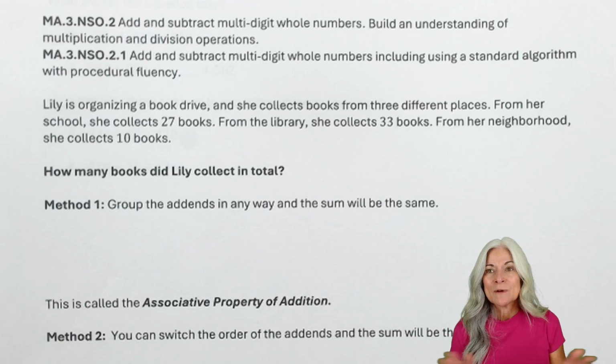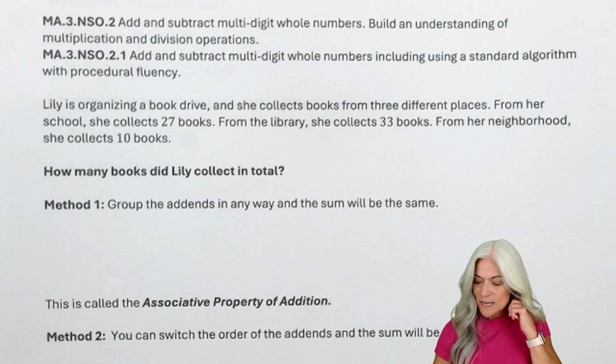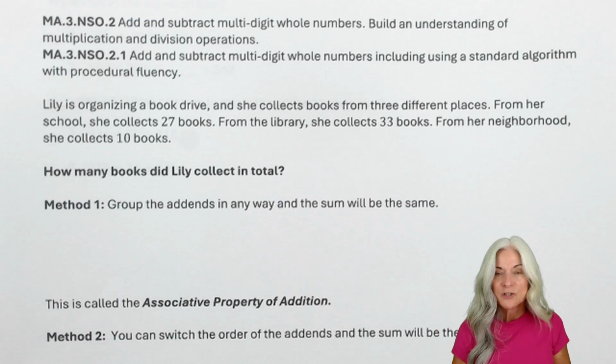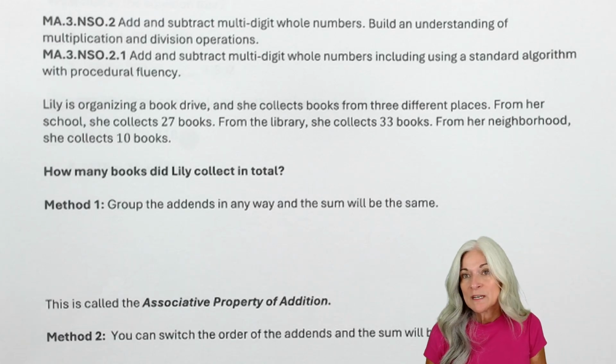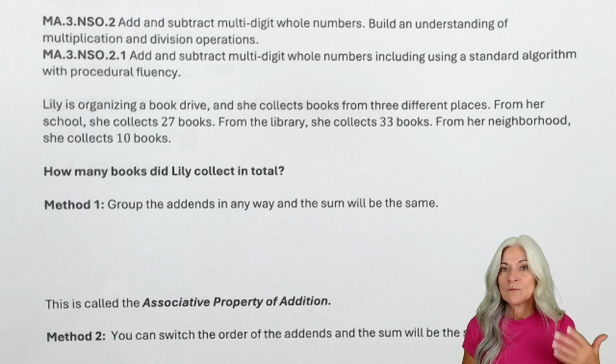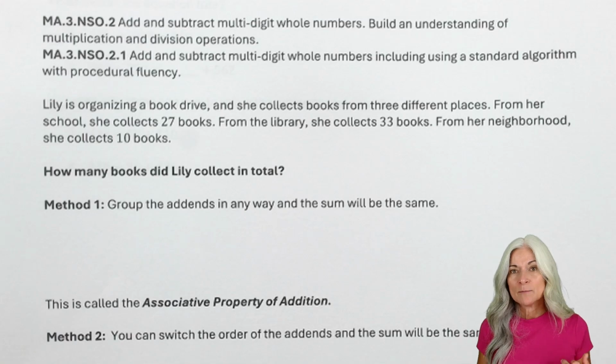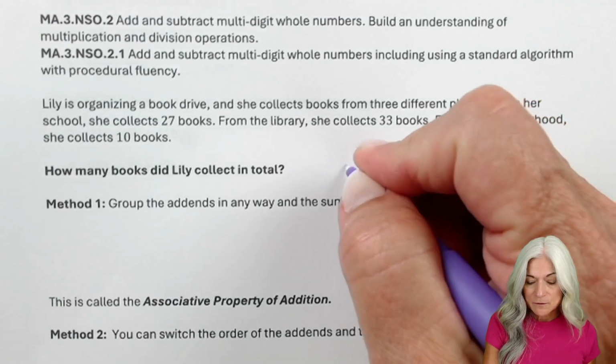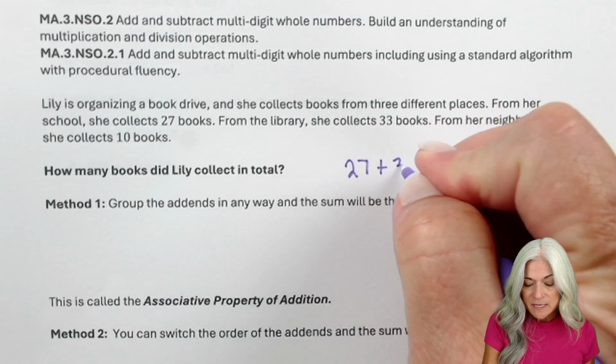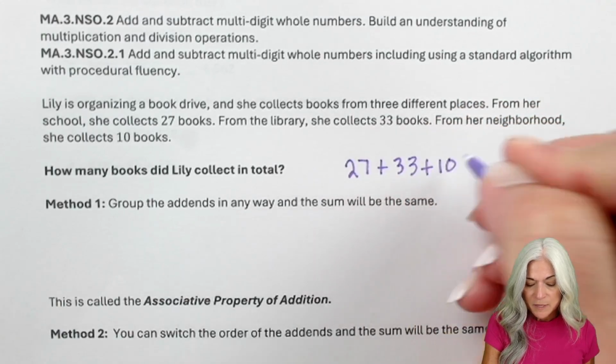All right, so we have a problem like this that they'll open with. Lily is organizing a book drive, and she collects books from different places. From her school, she collects 27 books. From her library, 33 books. From her neighborhood, 10 books. How many books did Lily collect in total? So we're looking at 27 plus 33 plus 10.